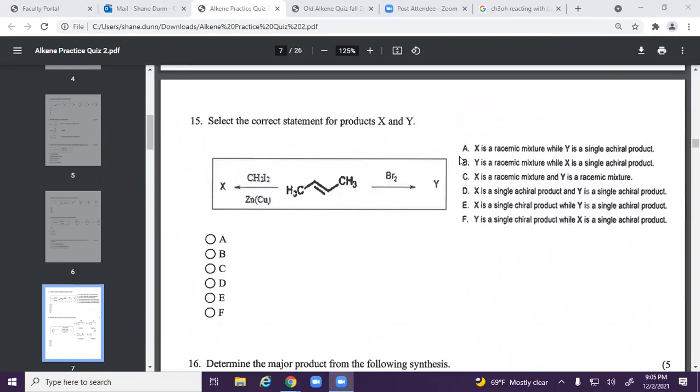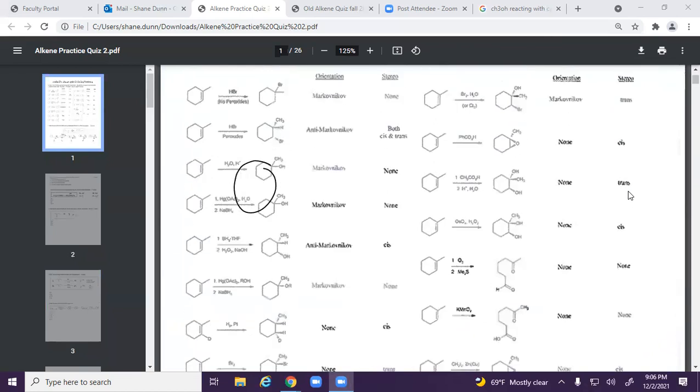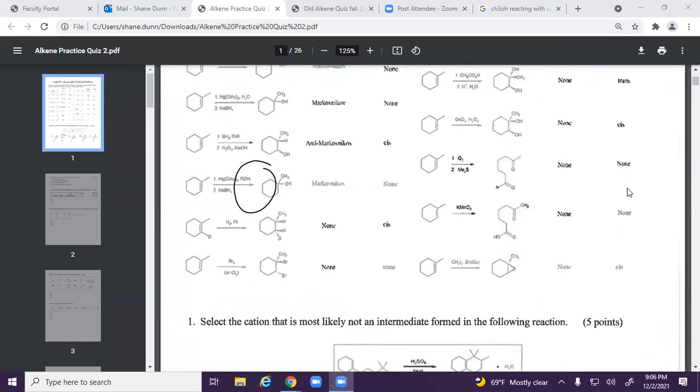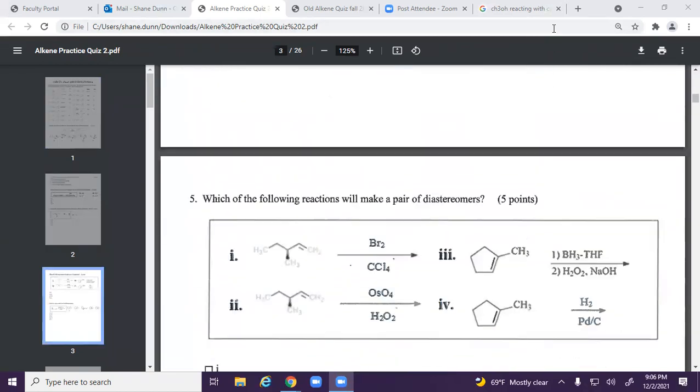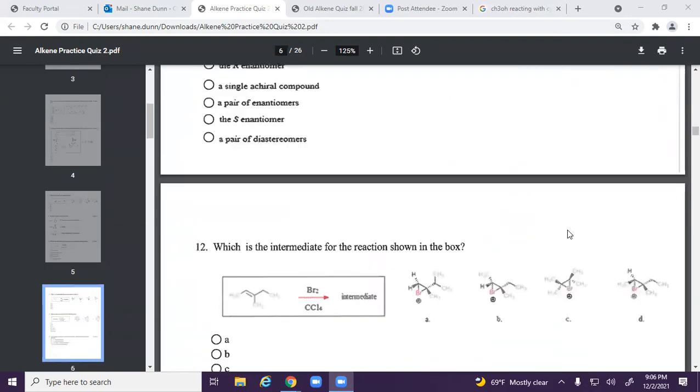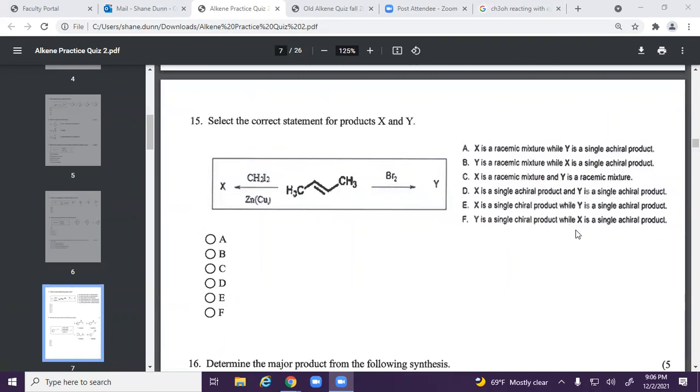15. Okay. So, what does this guy right here do? If we scroll all the way up, it tells us. What that guy does is right here. It forms a triangle, and it forms a cis structure. So what would X look like? X would look like a weird looking triangle thing. Okay. That's what X would look like.